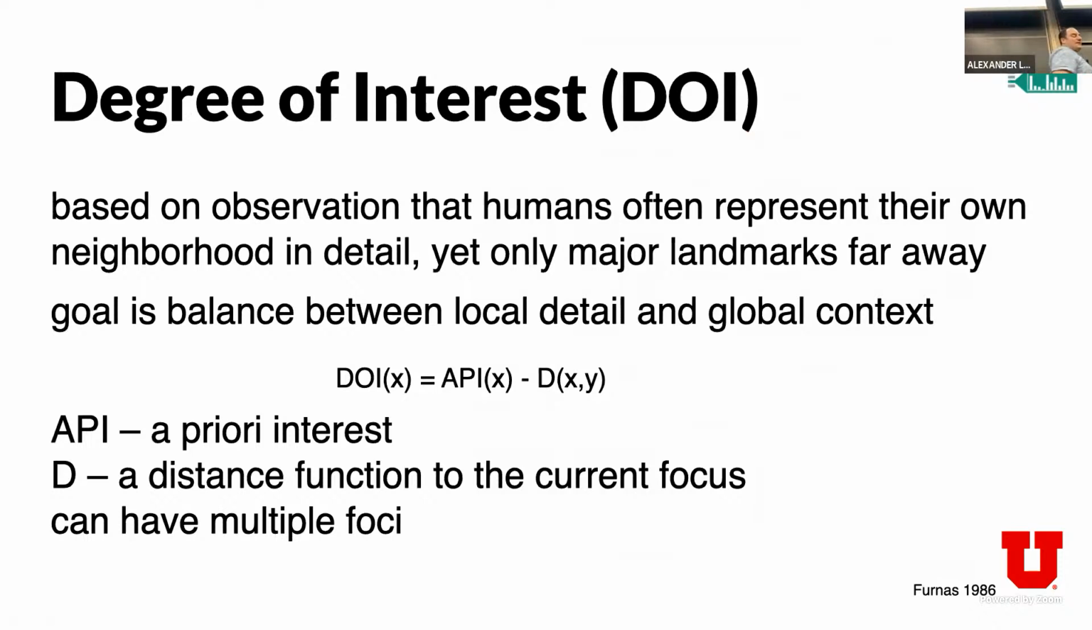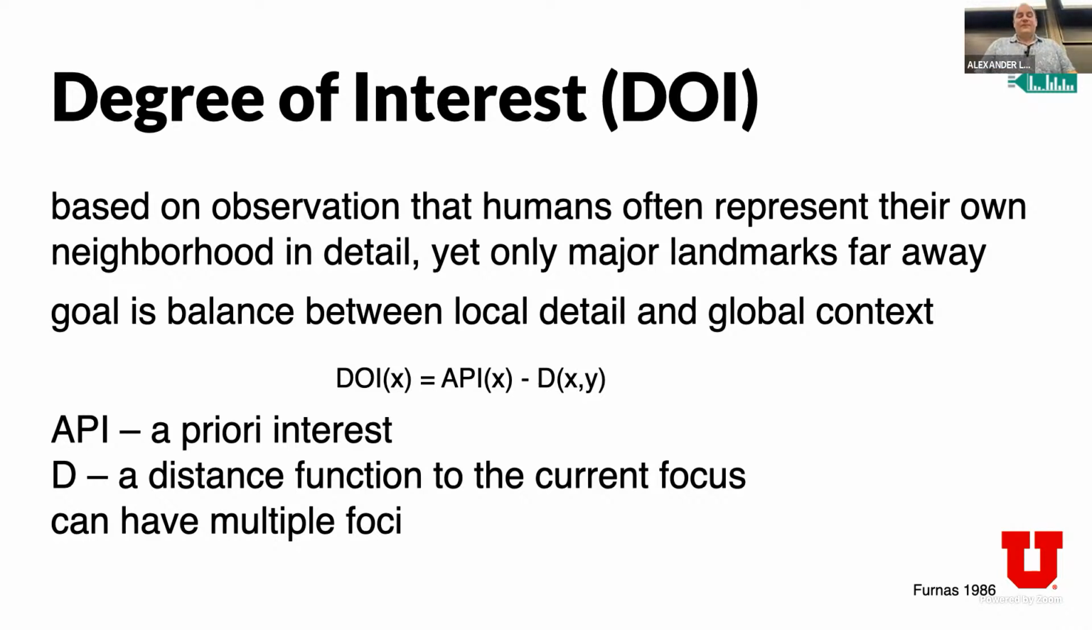There's one interesting concept behind this idea of elision, which is the degree of interest function. It is based on the observation that humans tend to represent their own neighborhood in detail, yet only landmarks for something that's far away. If you think of a navigational perspective, you know exactly the streets around here, but you might know roughly where the other big cities are. If somebody asks you what the route to Vegas is, you will just point them essentially south. You're not going to have all the detail.